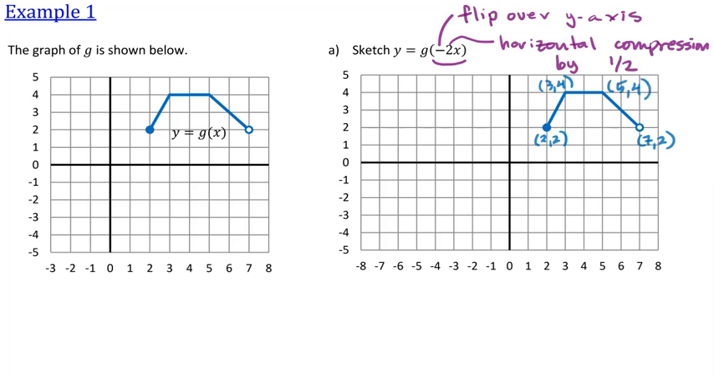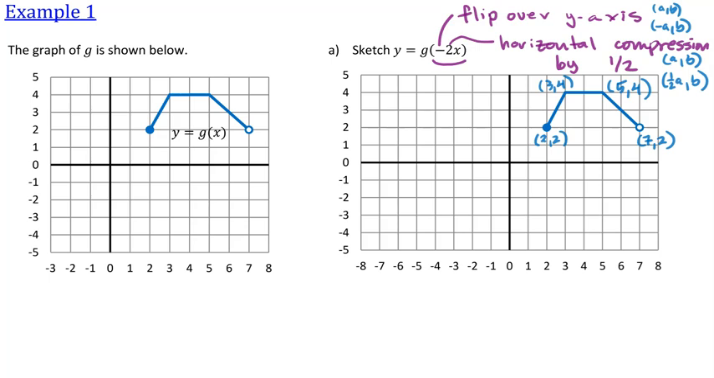So we need to flip all of these over the y-axis, which changes the sign of our x value. So here, if we're starting with the point (a, b), it will end up at (negative a, b). And then we need to apply horizontal compression, which cuts our x value in half. So here, if we're starting with (a, b), we'll end up with (1/2 a, b). So we have to do both of those, and you can do them in either order.